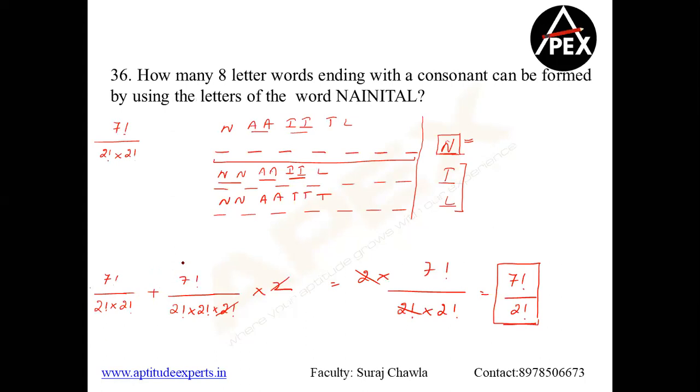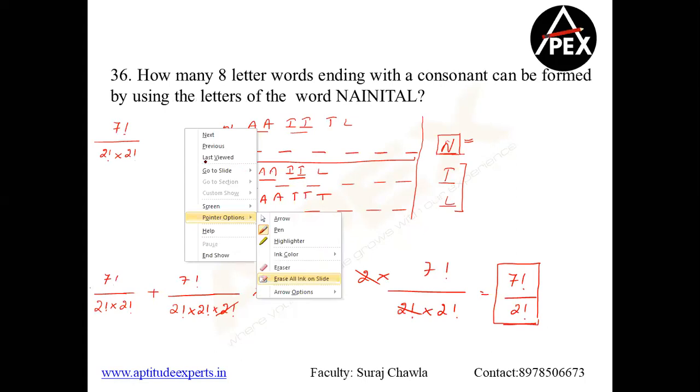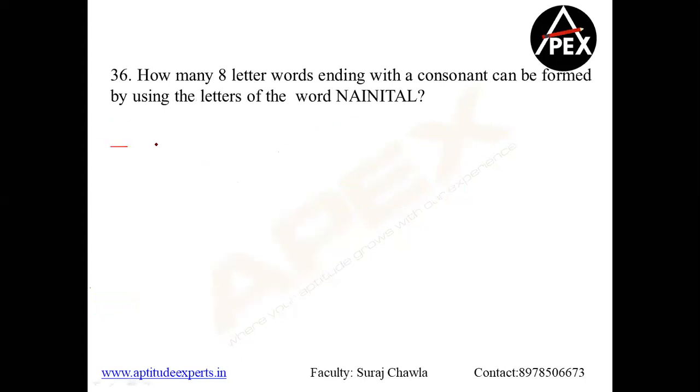Let me just repeat once again, guys. Let me make three different cases and I'll explain once again. 1, 2, 3, 4, 5, 6, 7, and 8. I'm blocking N here. If I'm blocking N here, then what do I have? I have N, two A's, two I's, T, and L. So we have 7 different letters, which will be 7 factorial divided by 2 factorial for the repeating A's and 2 factorial for the repeating I's.